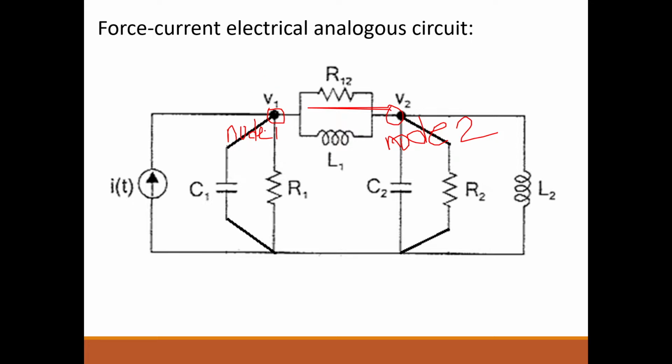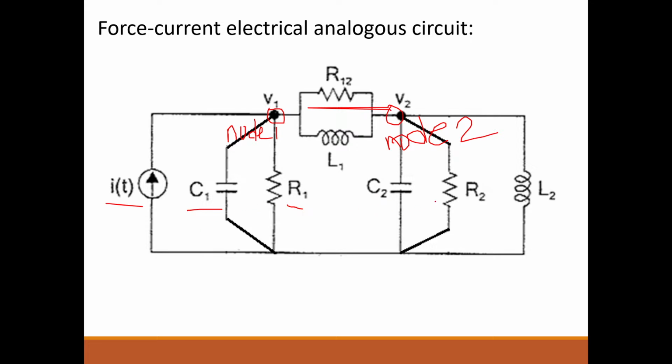Only to node 1, only to mass 1, what is connected? Applied force, so that is I of t. Opposing force C1 and R1. C1 means M1, R1 means 1 by R1, that is 1 by R1 is B1.